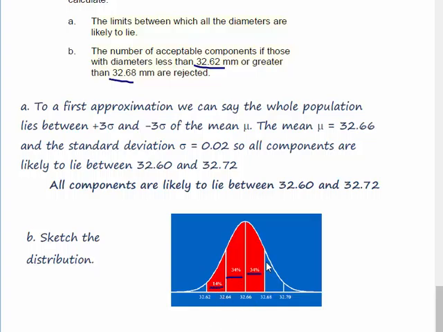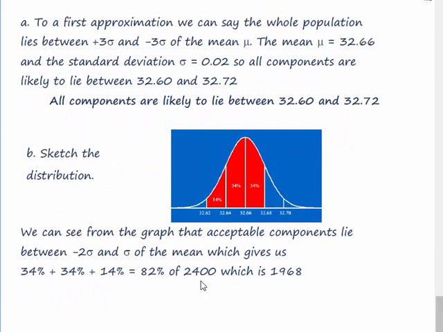So we've now got 34 plus 34 is 68, plus 14 is going to be 82% of the population. So 82% of the population is acceptable. 82% of 2,400 gives us 1,968 acceptable components. And that's the end of tutorial 5.